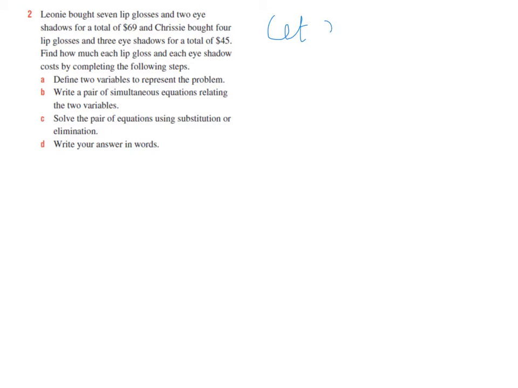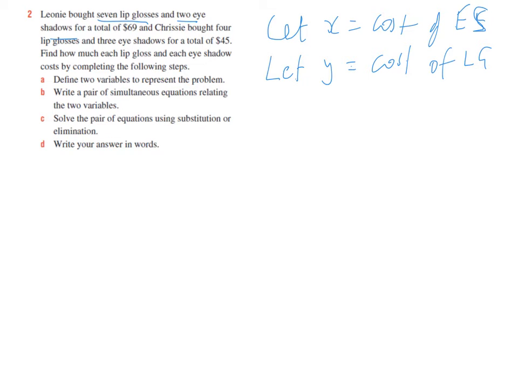Let X equal cost of eyeshadow, so ES, and let Y equal the cost of lip gloss, LG. Okay, that's what we're going to start with. So now from here it tells us that there were 7 lip glosses and 2 eyeshadows. I keep calling it eyeliner, eyeshadow. Okay, so 7 lip glosses and 2 eyeshadows for $69.